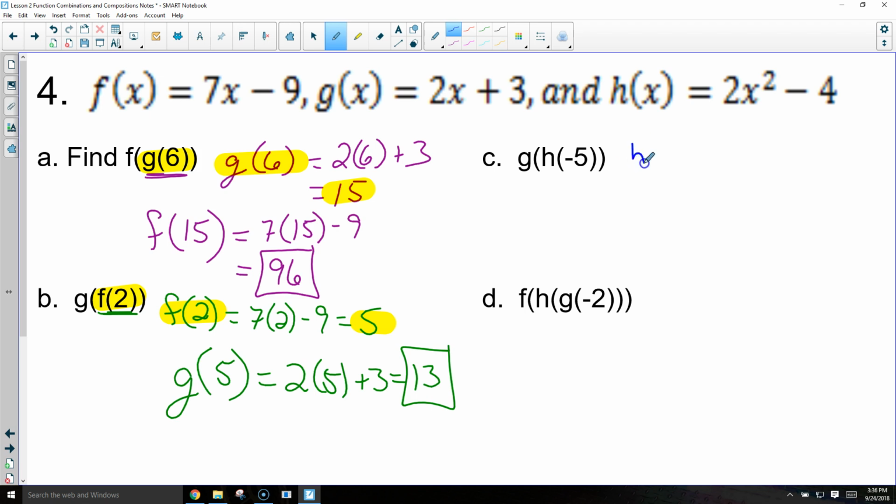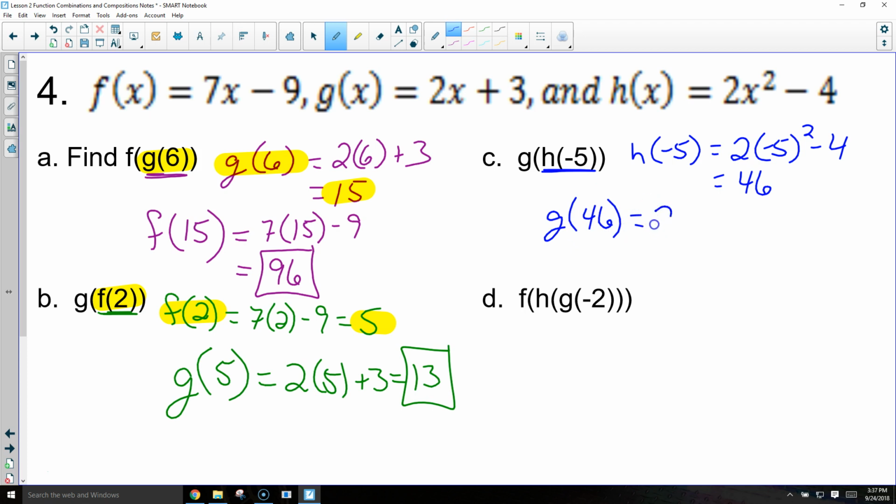Okay, so on this one you should have found h of negative 5 to be 2 times negative 5 squared minus 4. Remember, negative 5 squared is positive 25, times 2 is 50, 50 minus 4 is 46. So now I'm going to replace h of negative 5 with 46. So that'll leave me with g of 46. So g of 46, I'd take 2 times 46 plus 3, which is 95.